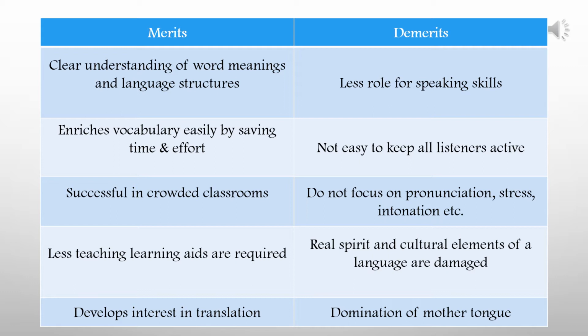And now, let us see what are the disadvantages. This method gives less importance to the speaking skills of the learner. And it's not easy to keep all listeners active always. They neglect prosodic features such as pronunciation, stress, intonation, etc. And in fact, the real spirit and cultural elements of a language are damaged. This method is dominated by the use of mother tongue. So these are the advantages and disadvantages of grammar translation method.